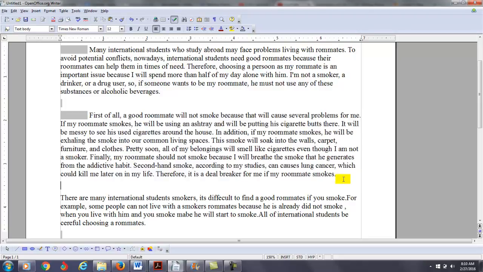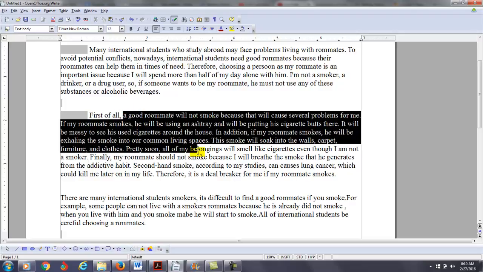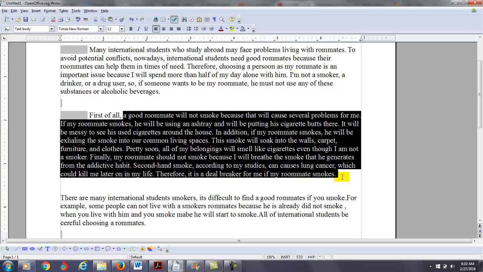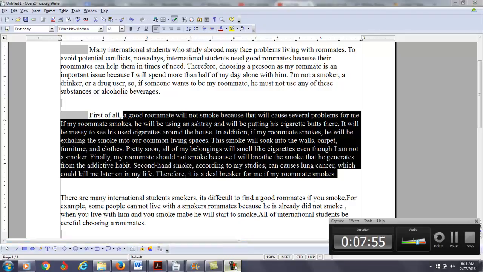This is what I'm talking about. As you explain your ideas, you have to get to a level. Now, did you notice that this whole paragraph, everything here is focusing around smoking? That's it. And I talked about some of the problems with smoking and why I don't like that in my roommate.